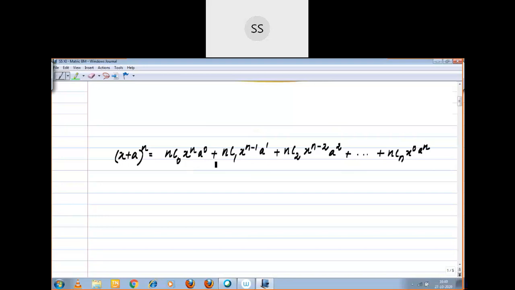The power of the first term is decreased by 1. The power of the second term is increased by 1. See here n minus 1, n minus 2, like that it will go, and then at the end it becomes 0. Here you see 0, 1, 2, 3, 4. At the end we arrive at a power n.